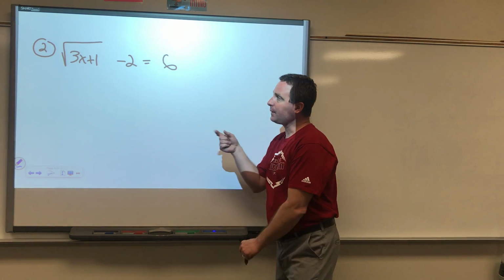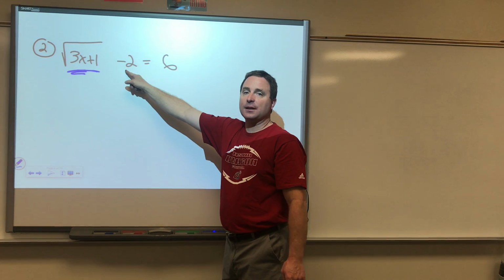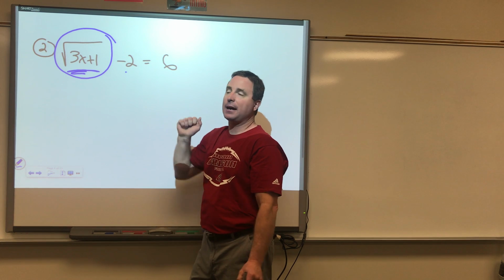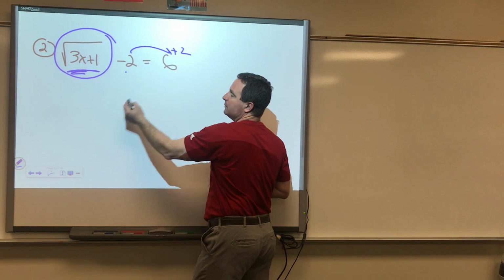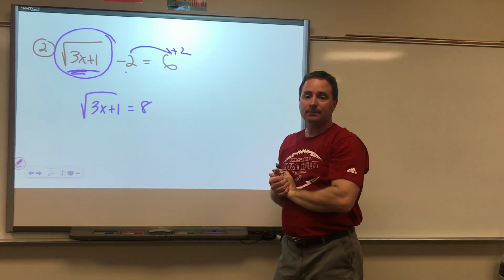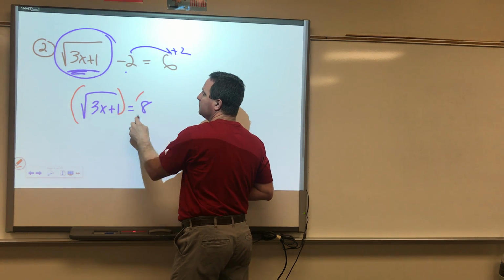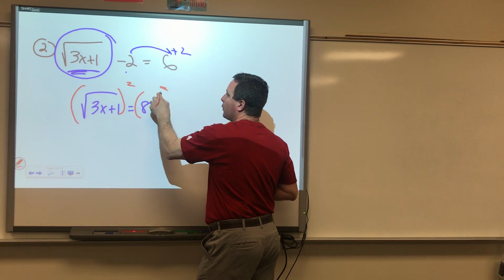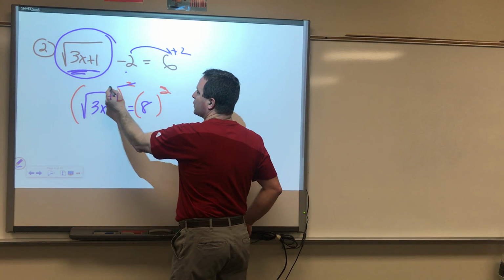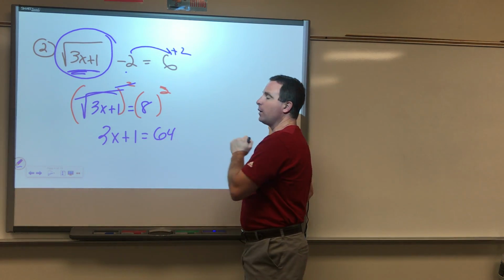Here's another one. This time there's a little bit more stuff under the radical, but I still have something that's not under the radical. Well, before we go any further, we have to get that radical term by itself. So let's add 2. Is equal to 8. And now, again, once that radical term is by itself, I'm going to square both sides to get rid of the radical. The square and the square root cancel out, and 8 squared is 64.